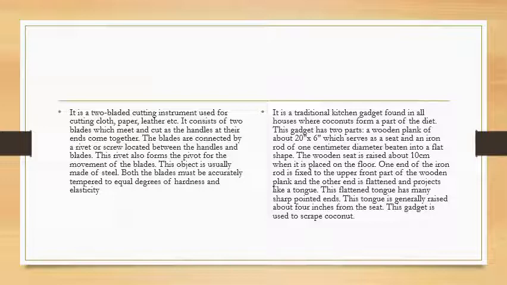This gadget has two parts, a wooden plank of about 20 inches into 6 inches which serves as a seat and an iron rod of 1 centimeter diameter beaten into a flat shape. The wooden seat is raised about 10 centimeters when it is placed on the floor. One end of the iron rod is fixed to the upper part of the wooden plank and the other one is flattened. Plank, P-L-A-N-K. The other end is flattened and projects like a tongue.